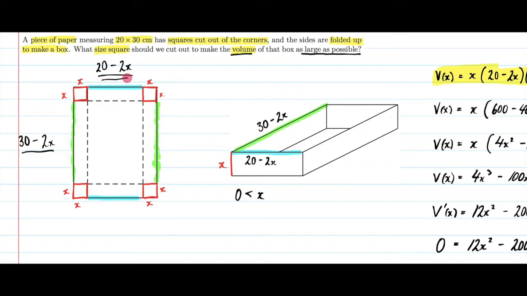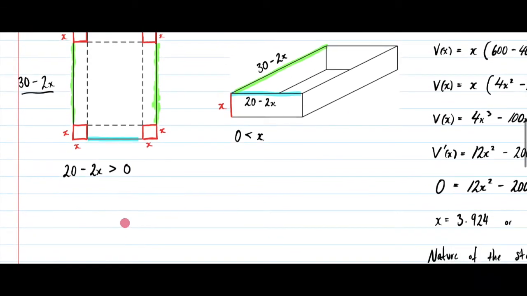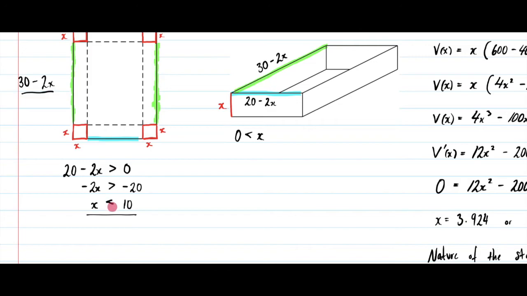Because 20 minus 2x is my shorter side, we're going to focus on that. So 20 minus 2x has to be greater than 0. Let's now rearrange this for x. So the first thing that I'm going to do is subtract 20 from both sides. And then I'm going to divide both sides by -2, which is going to flip my inequality. And then I'm going to end up with 10 on this side. And as you can see, this is telling me that x has to be less than 10.